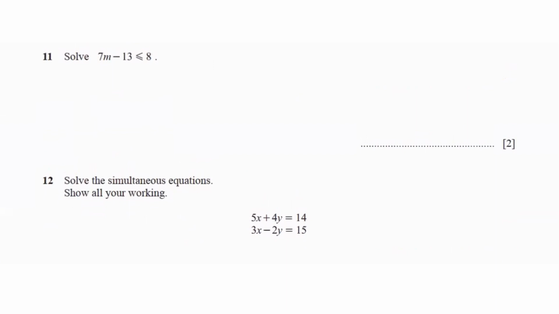Solve 7m minus 3 less than or equal to 8. We take the 3 to the other side, so it's going to be 8 plus 3, which is going to be 21. Then 21 over 7. And that's your answer.